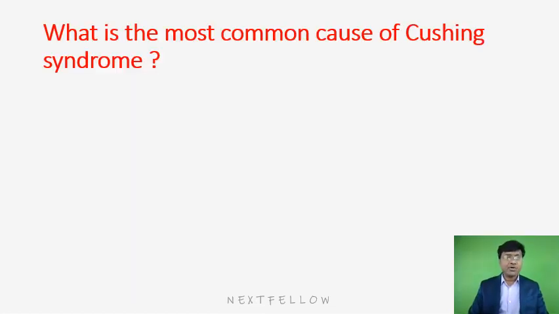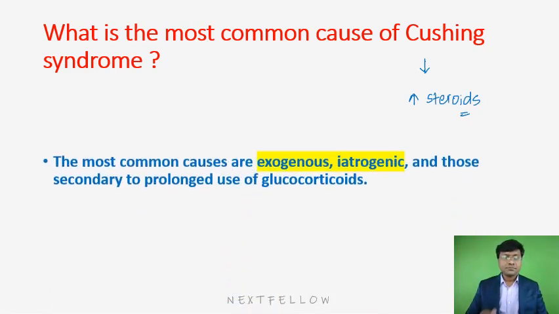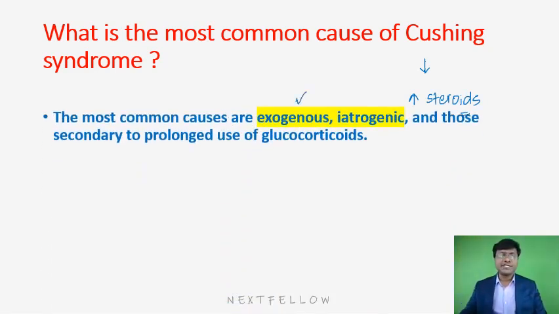Then, if we take up the discussion of Cushing's. What is Cushing syndrome? It is the disorder where there is excessive production of steroids. The most common cause of Cushing syndrome is exogenous steroid supplementation, that is iatrogenic steroid supplementation. That is the most common cause of the development of Cushing syndrome.